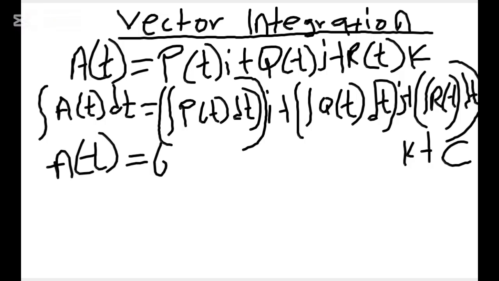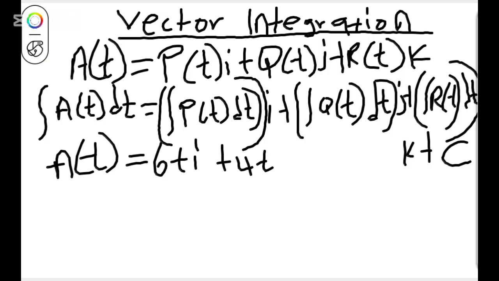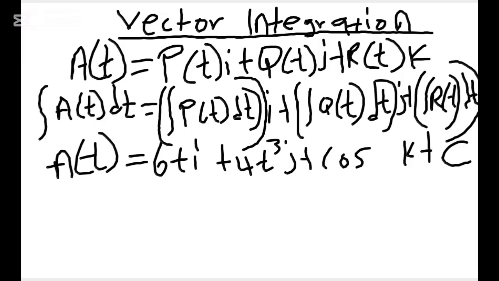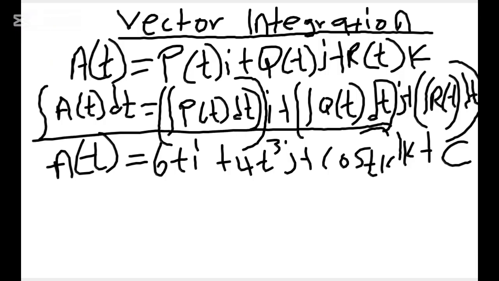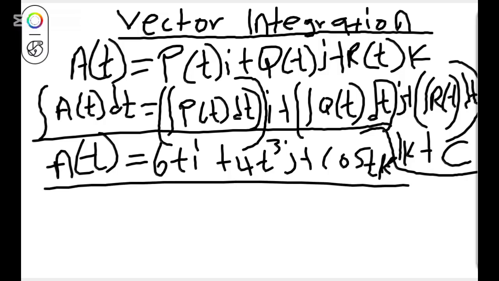Suppose we are given an example of, let's say, vector A of t. It is the same thing as 6t for i, plus 4t to the power 3 for j, plus cos t for k. So this is the question. How can we solve this question?